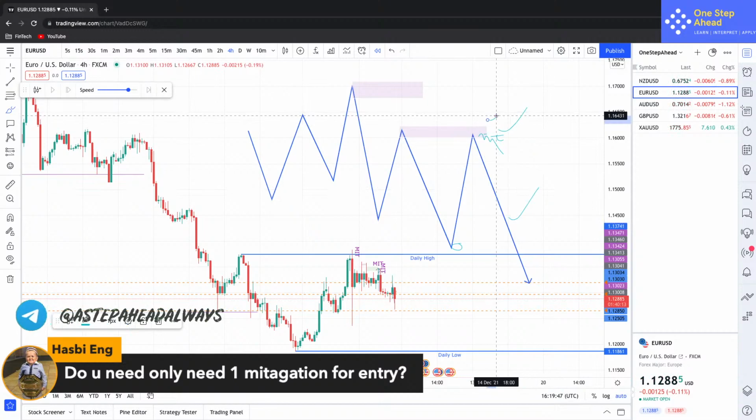Yeah. So I hope you got the answer. So you need at least one mitigation or one order flow in the direction that you want to go. Otherwise, if there is no order flow, no trade. It's as simple as that. Okay.